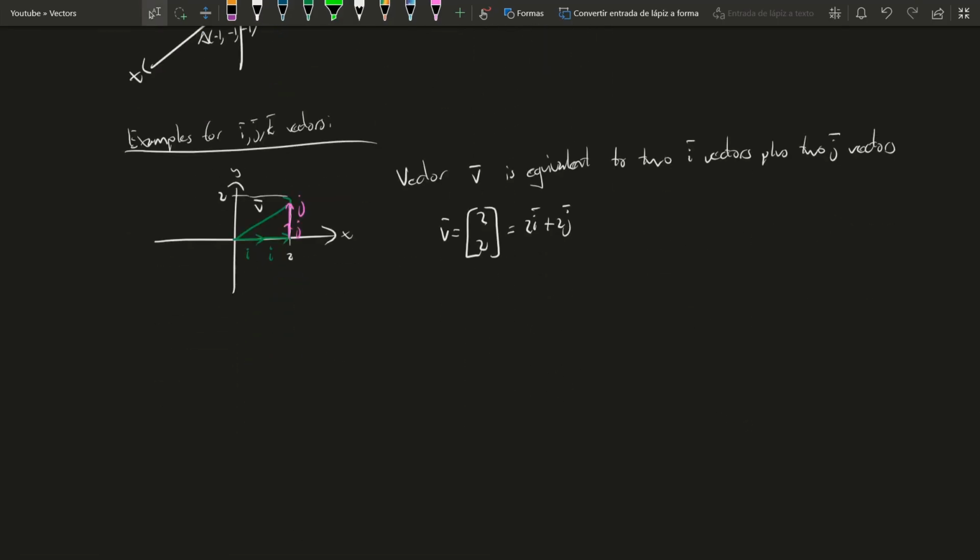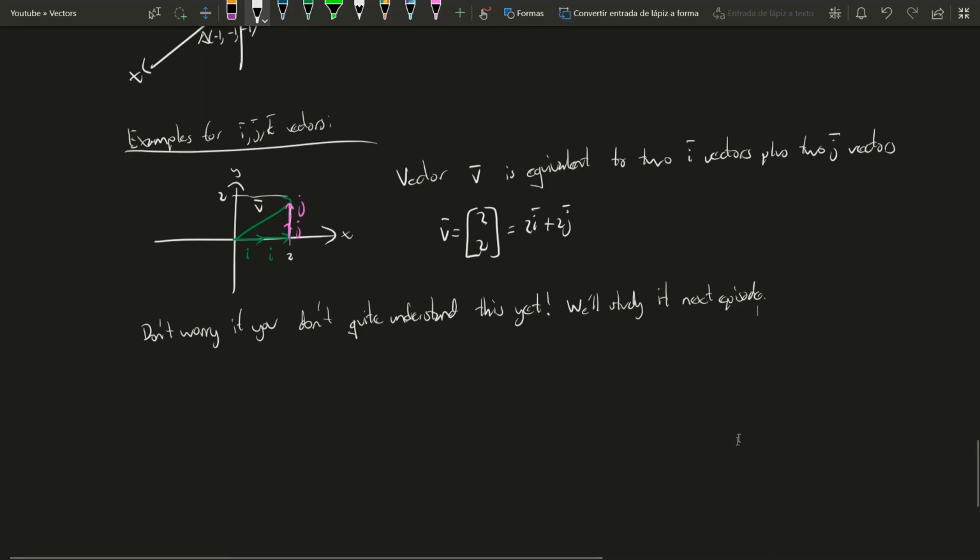Don't worry if you didn't quite get the last example. We'll look at this in detail in the following episodes, where we'll be diving into some vector algebra.